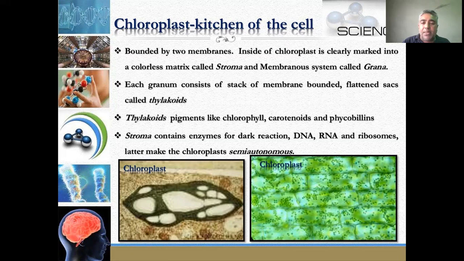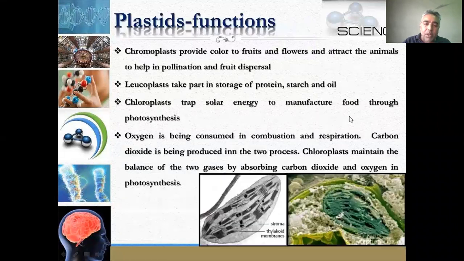Here also DNA, RNA, and ribosomes are mentioned, which make the chloroplast a semi-autonomous cell organelle. One thing: chloroplast also contains DNA and ribosomes, so it is also a semi-autonomous cell organelle. It can synthesize some of the required proteins, but not all.